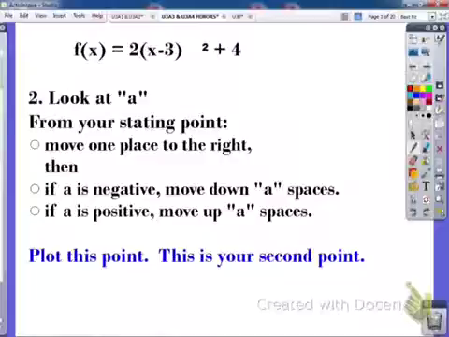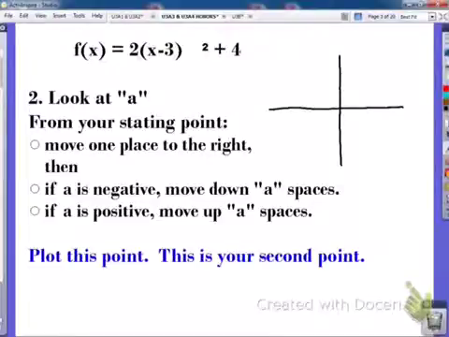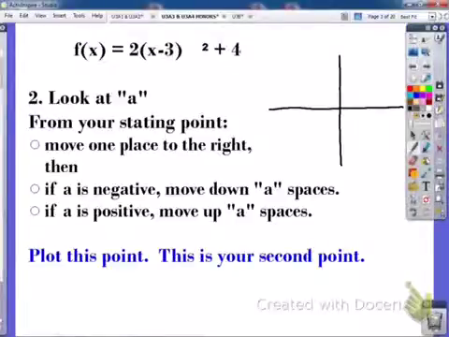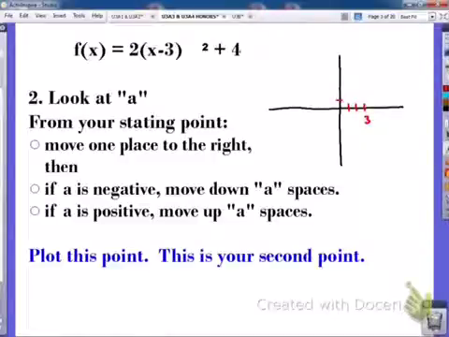All right, now on the last slide, I've drawn this. This is the exact same equation as what we were just looking at. Same equation. And we went to the right 1, 2, 3, and up 1, 2, 3, 4. That was our starting point. Now we're going to look at A. This value right here, A equals 2.